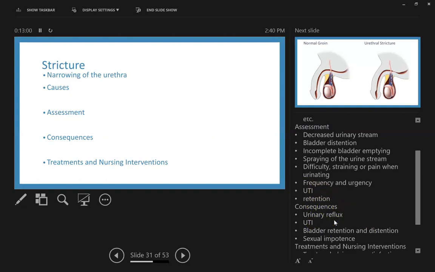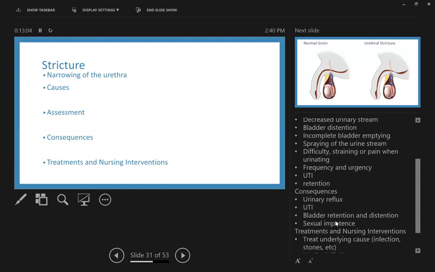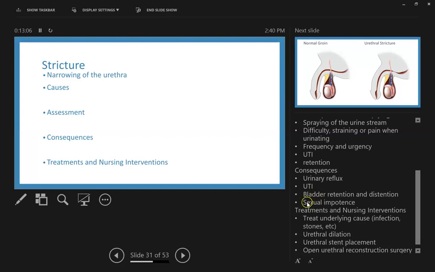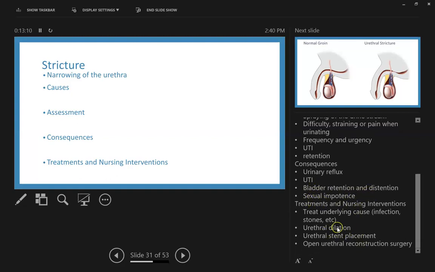Consequences: urinary reflux, where the urine travels back up into the kidneys and creates a toxic environment for the kidneys. UTIs, bladder retention and distension, and sexual impotence. They can't get rid of the urine. That's a toxic substance in the body. That's the waste. And so we need to treat this.